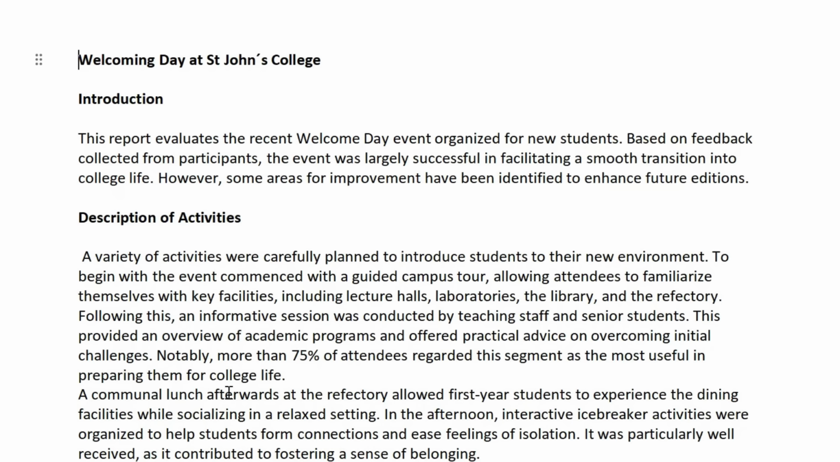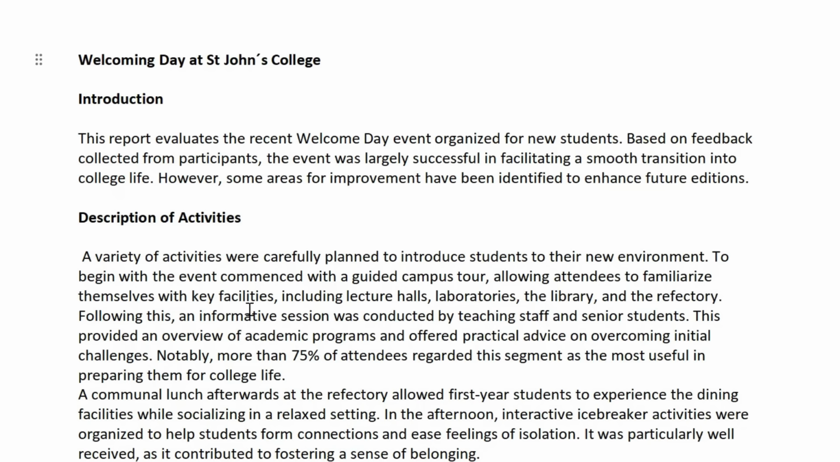A communal lunch afterwards at the refectory allowed first-year students to experience the dining facilities while socializing in a relaxed setting. In the afternoon, interactive icebreaker activities were organized to help students form connections and ease feelings of isolation. It was particularly well received as it contributed to fostering a sense of belonging.